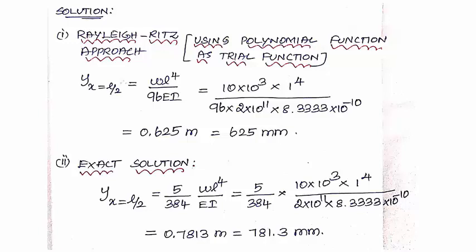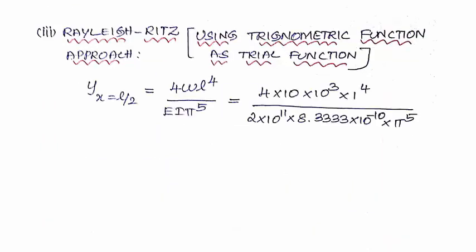One more lecture video has been posted in my YouTube channel for calculating the midspan deflection of a simply supported beam when it is subjected to UDL while using trigonometric function as the trial function. Y at x is equal to L by 2 is equal to 4W L power 4 divided by EI pi power 5. By substituting the known values, we can get the midspan deflection as 784.3 millimeter.